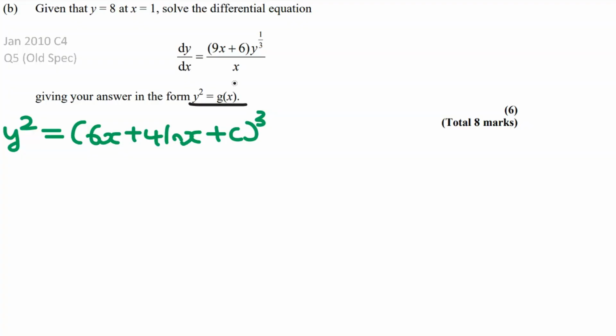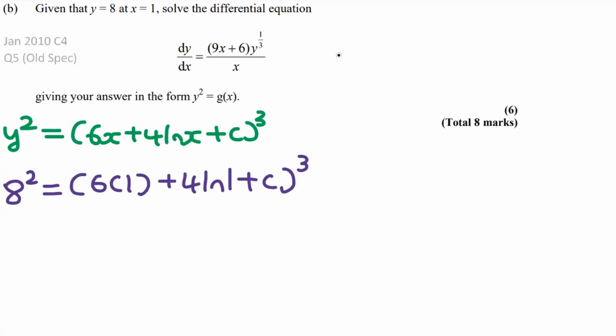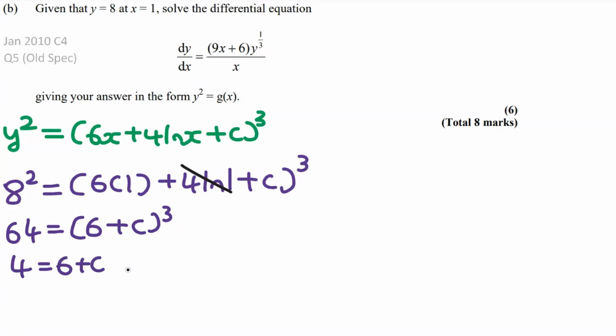Okay, so we've got it in this format here, so all we need to do now is use this point here in order to find the particular solution and the value for c here. So if we sub in y is equal to 8 and x is equal to 1 like this here, so 8 squared is 64, and then 6 times 1 is 6. This natural log of 1 will cancel out, so it leaves us with this here, and we've got this power of 3 here, so if we take the cube root of both sides, this power of 3 goes away and it's just 6 plus c, and then the cube root of 64 is 4, and then move this 6 onto the other side, so we get that c is equal to minus 2.